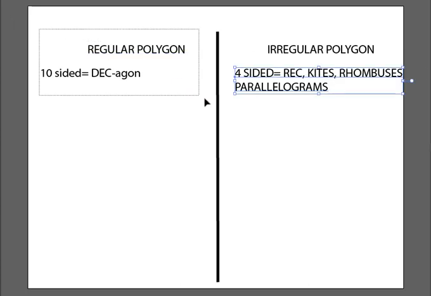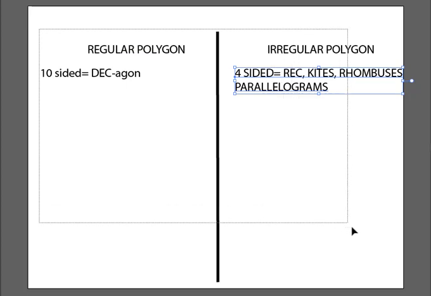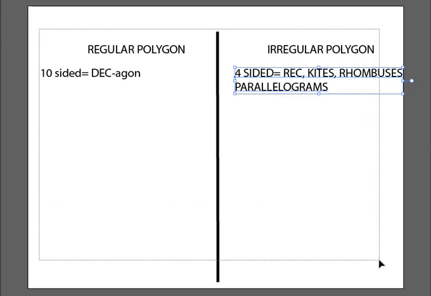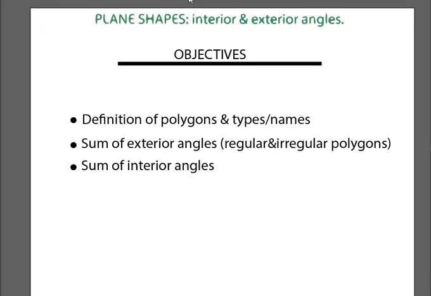So I've talked about polygons and I've managed to name my polygons. This is objective number 1. Objective number 2, we want to look at the sum of exterior angles. There's a reason why I was mainly interested in looking at the sum of exterior angles first, because when you look at the sum of exterior angles, it opens up your mind, right?